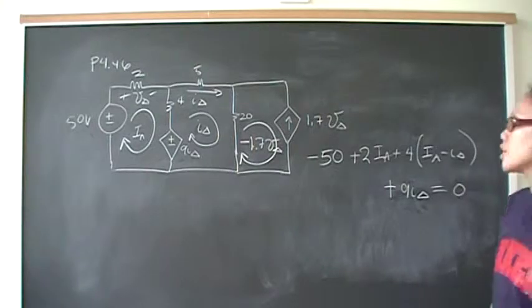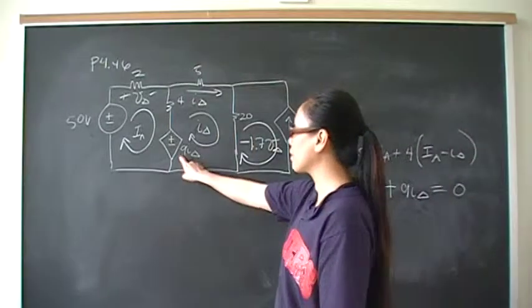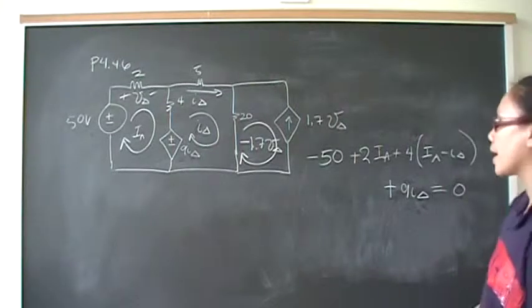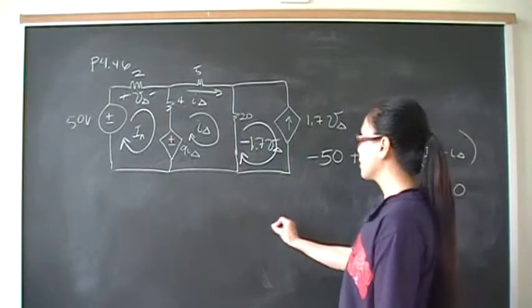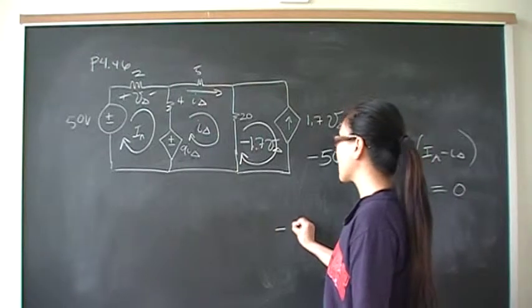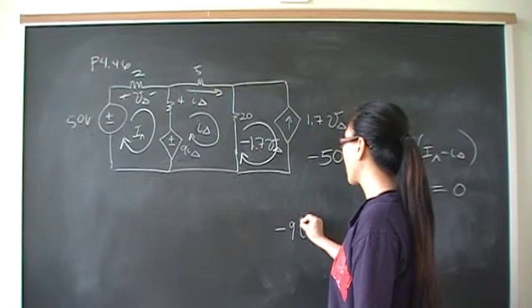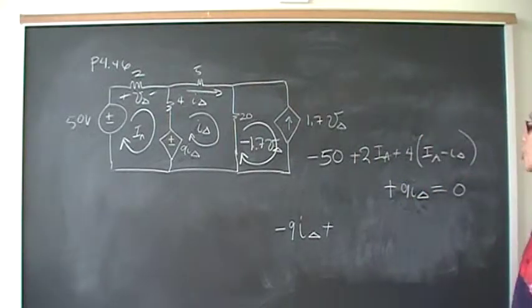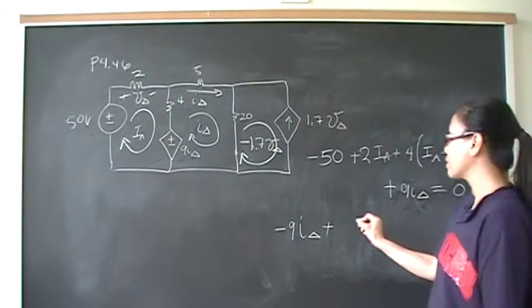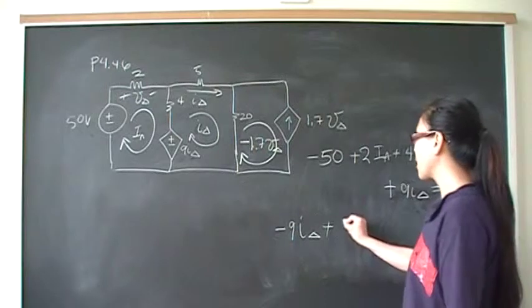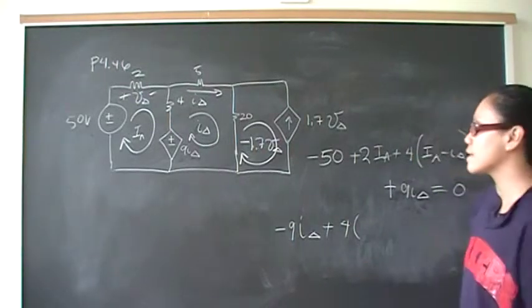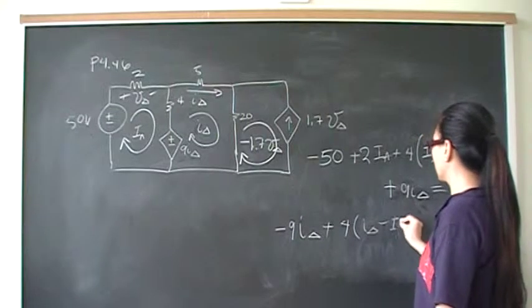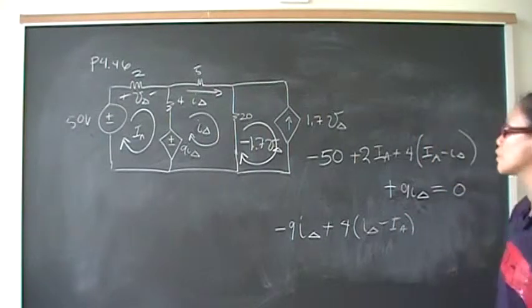In the second mesh, we're going to start right here. So I delta is positive current that enters a negative terminal, so that tells me the first term in my equation is negative 9I delta. The next voltage drop is across the 4 ohm resistor. So V is equal to IR. My R is 4. My I is a net current of I delta minus IA. That's my next voltage drop.